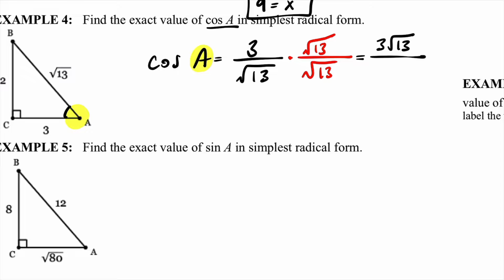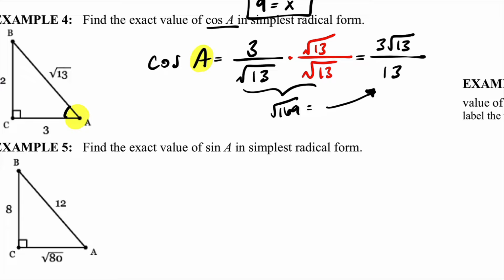The bottom, you can multiply those. 13 times 13 is 169. Guess what happens when you put the square root of 169 in your calculator? What are you going to get? You're going to get 13. They go away, right? These guys are the square root of 169, which equals 13.